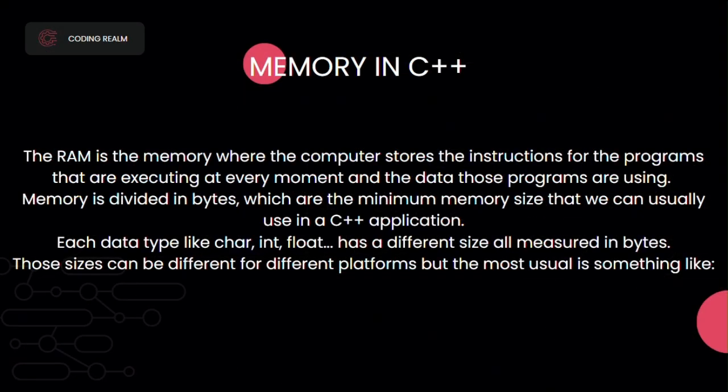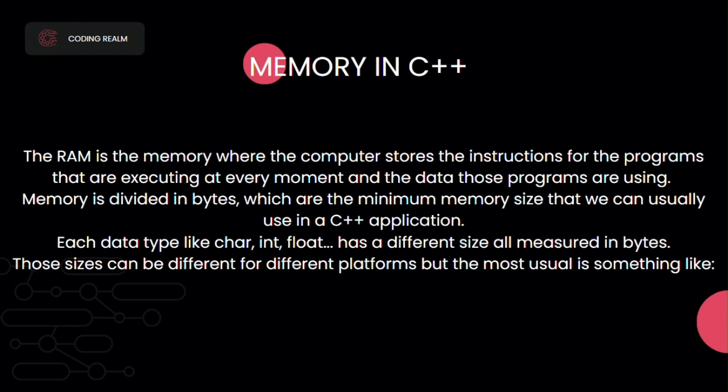Let's talk about memory in the C++ programming language. Your data in the computer is stored in the random access memory, the RAM. The RAM is the memory where the computer stores the instructions for the programs that are executing at every moment and the data those programs are using.